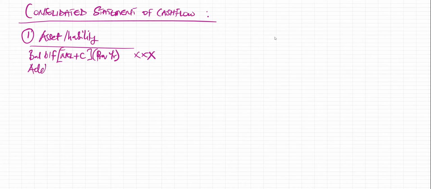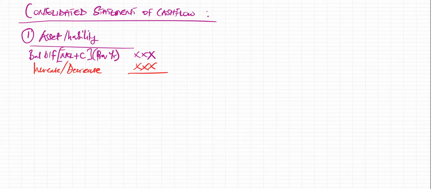Then anything that will add to or reduce that account, so additions or disposals to that account. I shouldn't use the words additions and disposals. I should use increases or decreases, okay? So anything that increases or decreases that account, we are going to add or deduct. Then this is what it should have been, okay?